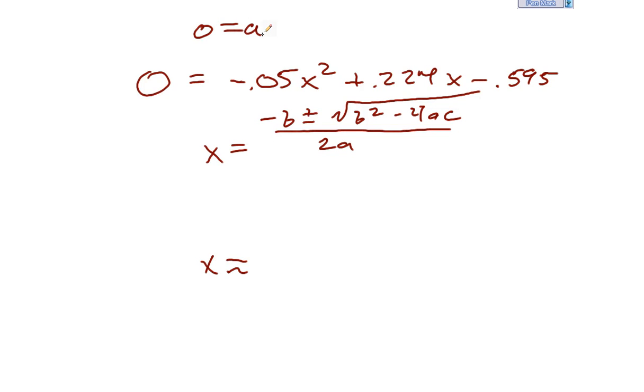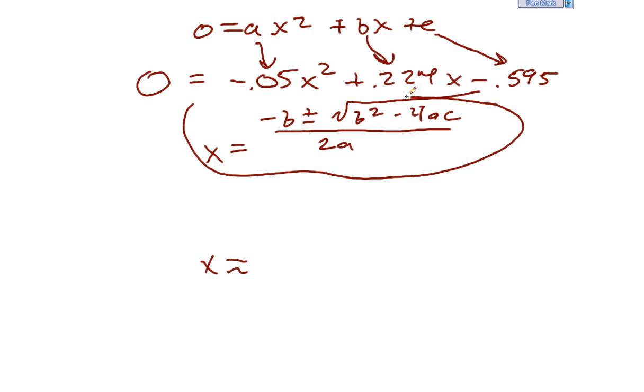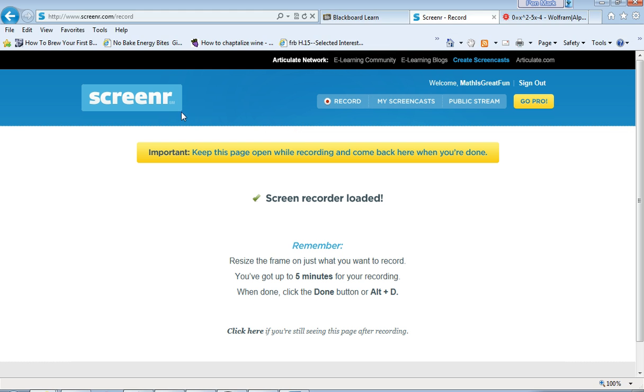So we now have an equation of the form 0 equals ax squared plus bx plus c, where a is negative 0.05, b is 0.224, c is negative 0.595. And so that means that the x value that will solve this equation, that will make the right-hand side 0, is the quadratic formula. So I'm going to now enter that in.